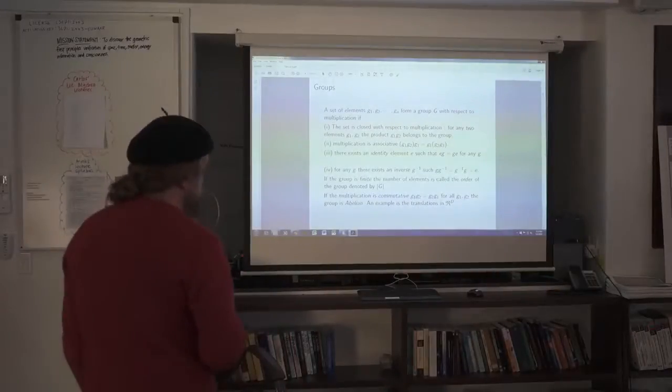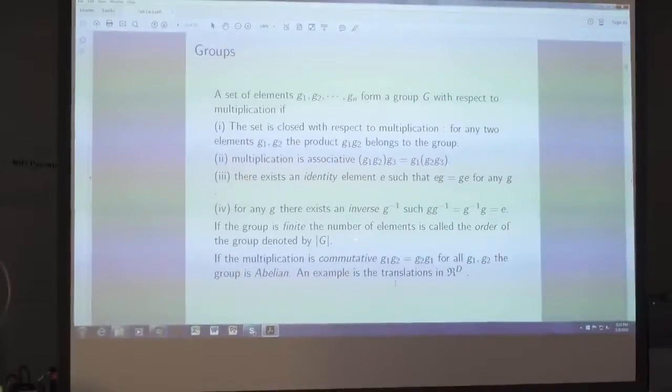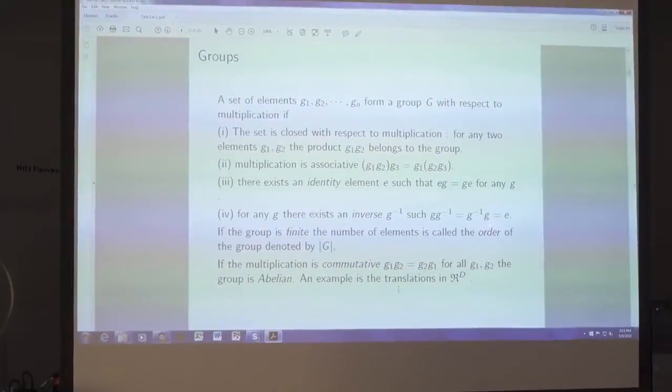Now, if the group is finite, it means that you have a finite number of elements, and people call it the order of the group.